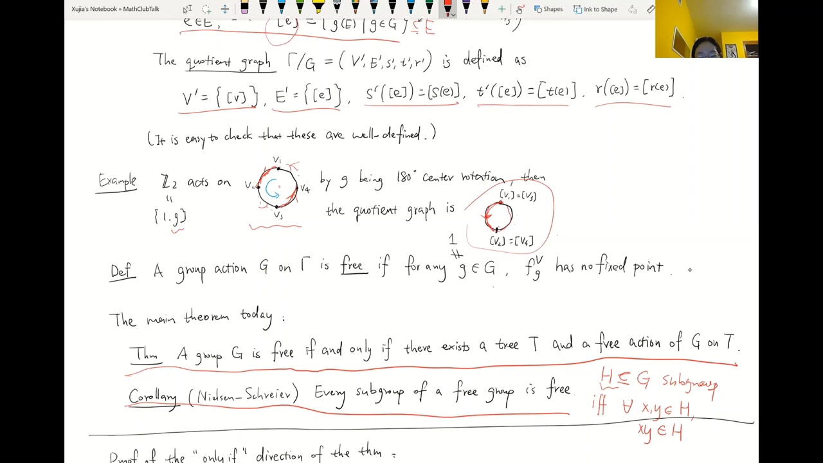Because if you have an action of the group on the tree, it naturally induces an action of a subgroup on the tree as well. If a group acts freely, which means no non-identity element fixes any vertex, then of course it is true also for every element in this subset as well. If it's not identity, then it doesn't fix any element.